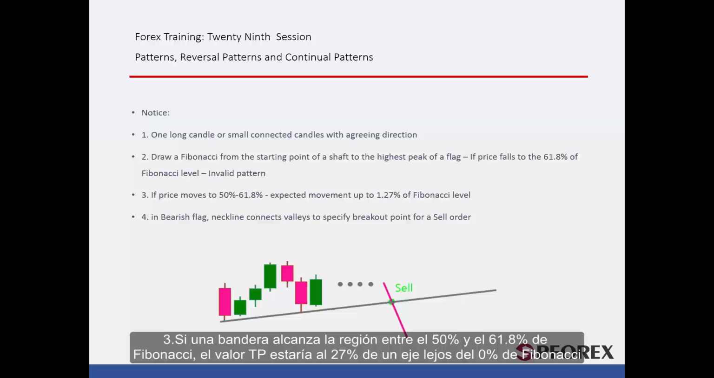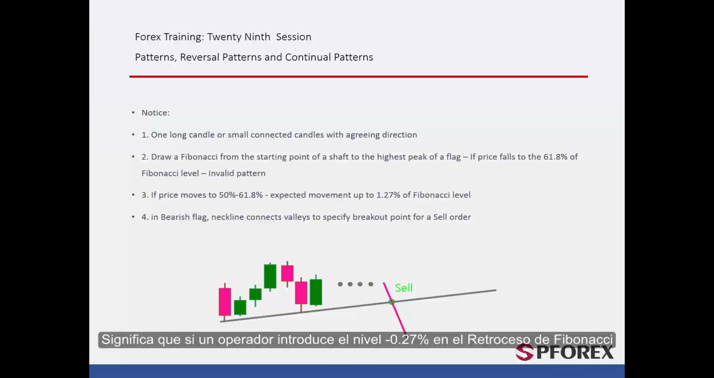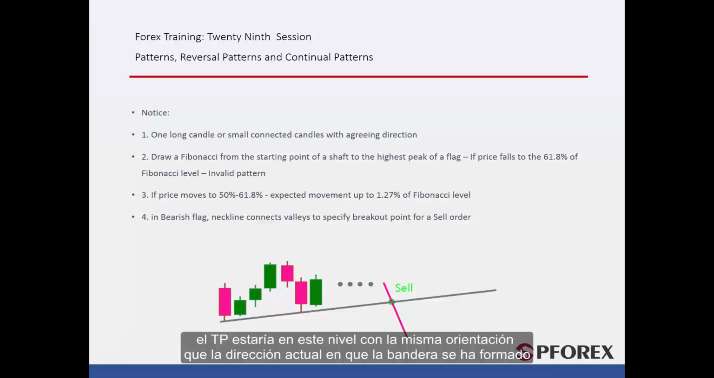If a flag reaches the region between 50% and 61.8% of Fibonacci, TP would be 27% of the shaft away from 0% Fibonacci. It means if a trader enters the minus 0.27 level in Fibonacci retracement, TP would be on this level, in agreement with the direction in which the flag has formed.